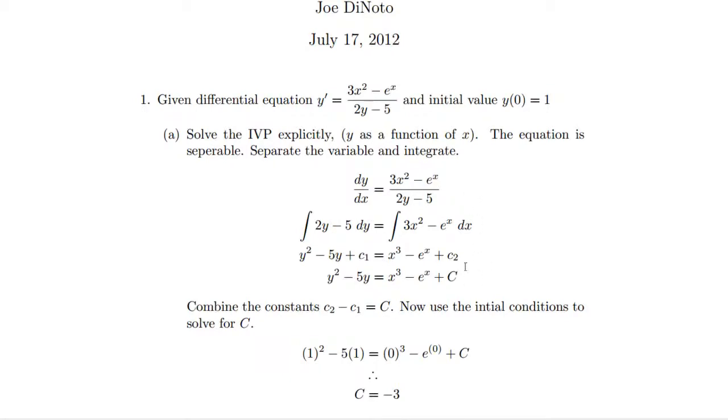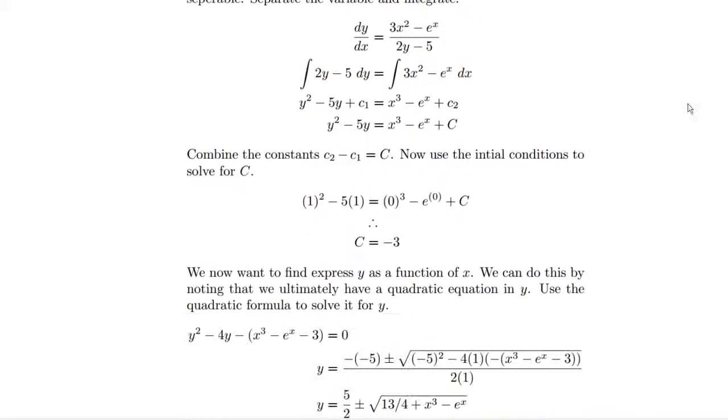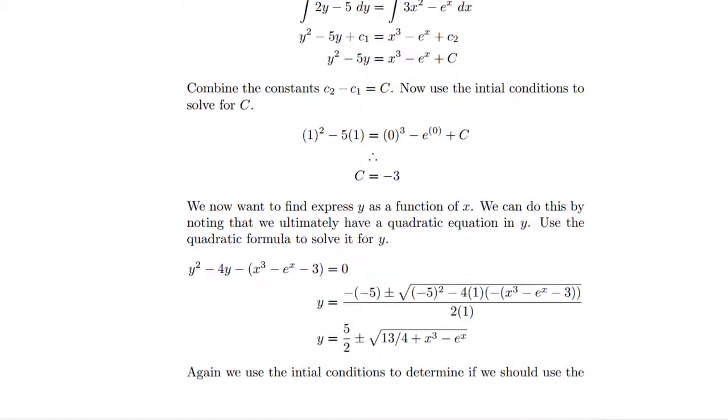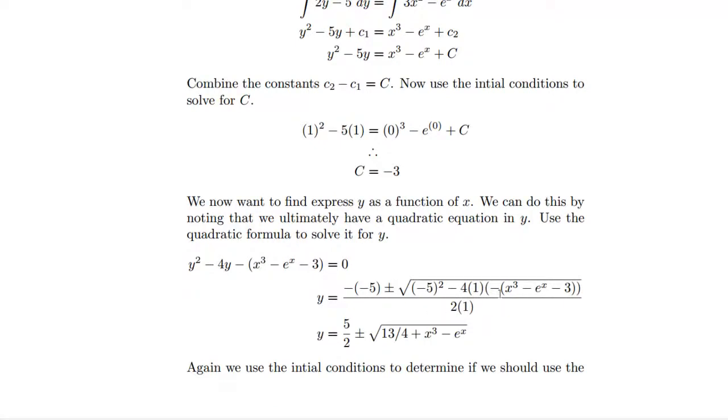Okay, so you can see I showed a couple of steps, the relevant steps, solved for C, and then I said now we want to find and express y as a function of x. We want to find, probably put a comma there, express y as a function of x. We can do this by noting that we ultimately have a quadratic equation in y, use the quadratic formula to solve for y. And then I do that in like two steps. Some people can do this all in their head. If you can, that's great. But when you're typing it up, you don't actually have to go through every single arithmetic step if you don't want to. You can just set it up and give the final answer at the end there, because that's really just like Algebra 1 type stuff.